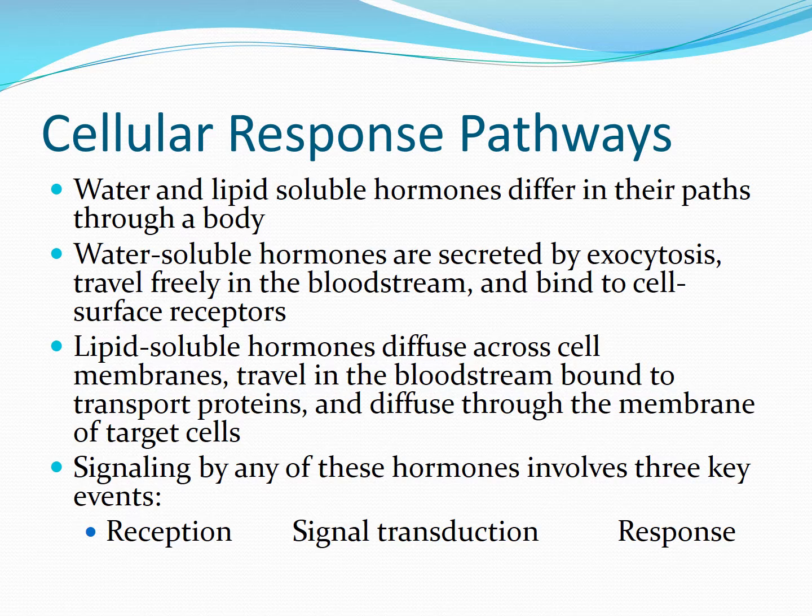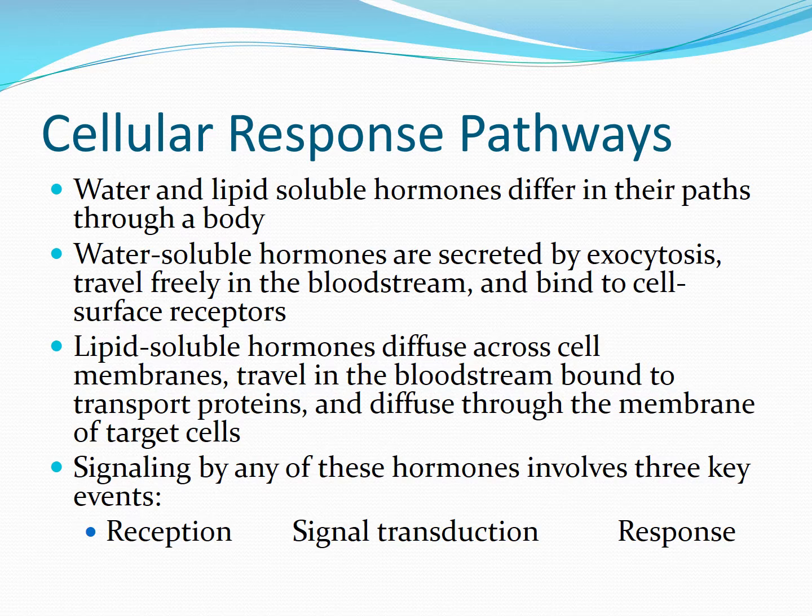Once they're in the bloodstream, they can travel freely because they are water soluble, and the plasma of the blood is primarily water. Then they bind to cell surface receptors because, again, they're unable to pass through the membrane. Lipid-soluble hormones can diffuse directly across cell membranes, so they're able to just diffuse across the membrane into the bloodstream. They travel in the bloodstream bound to transport proteins, so they need some type of transport protein that allows them to semi-dissolve within the bloodstream.